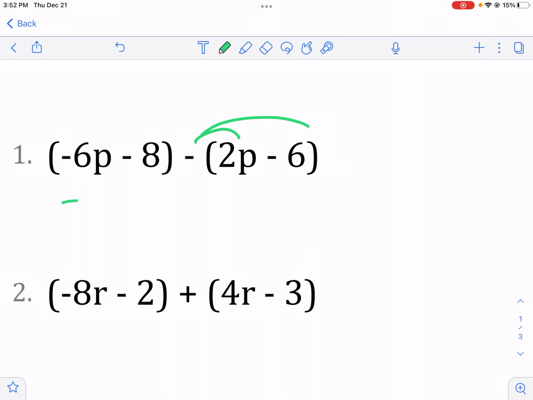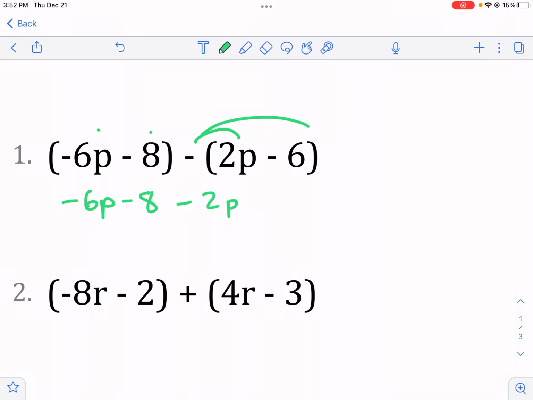So essentially what I can do here is I can just write -6p minus 8. There's nothing to do inside the parentheses. These are not like terms, so I can't combine them. So I can get rid of the parenthesis, and there's nothing being multiplied out in front. Here I distribute the minus sign, I had -2p.